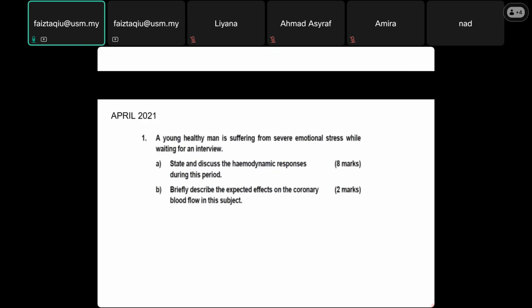So this is the April one. Actually this April question is basically a mix. I think we can answer part B. April 2021: a young healthy man is suffering from severe emotional stress, waiting for an interview. So in part B, they are expecting the situation from part A: briefly describe the expected effects on the coronary blood flow in these subjects.